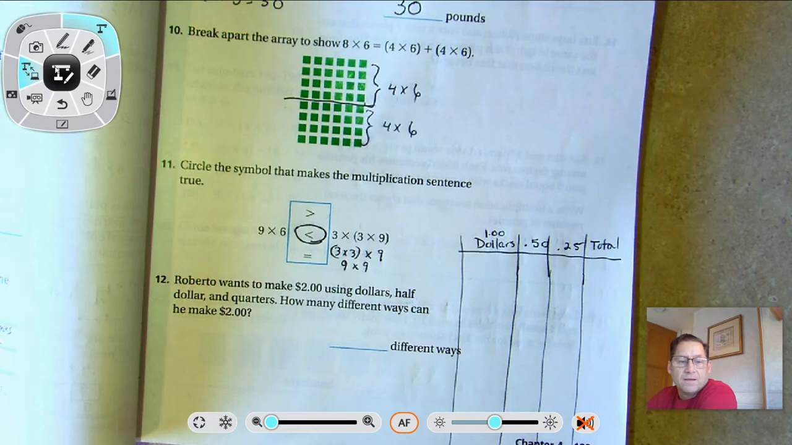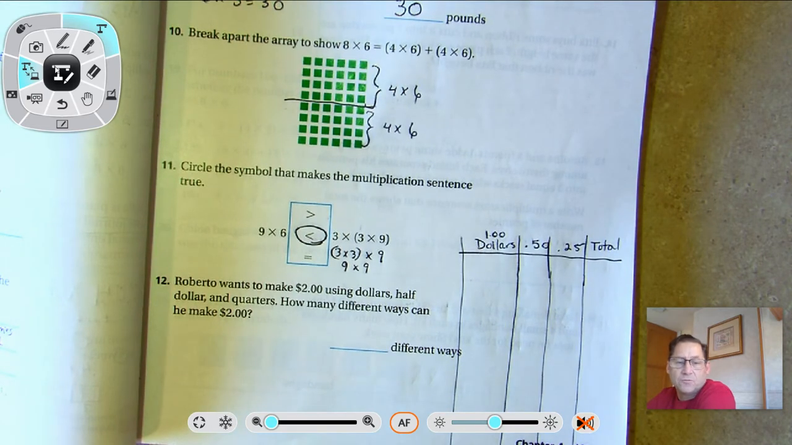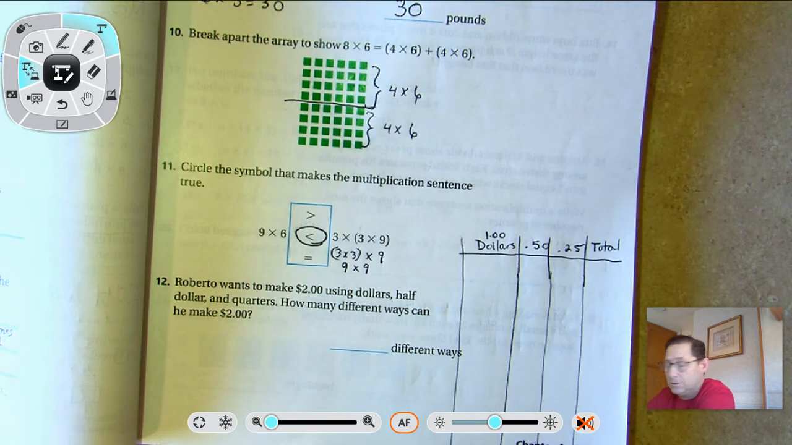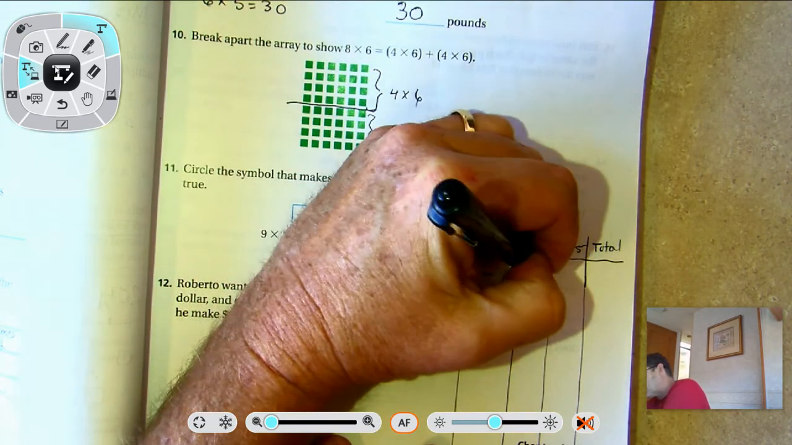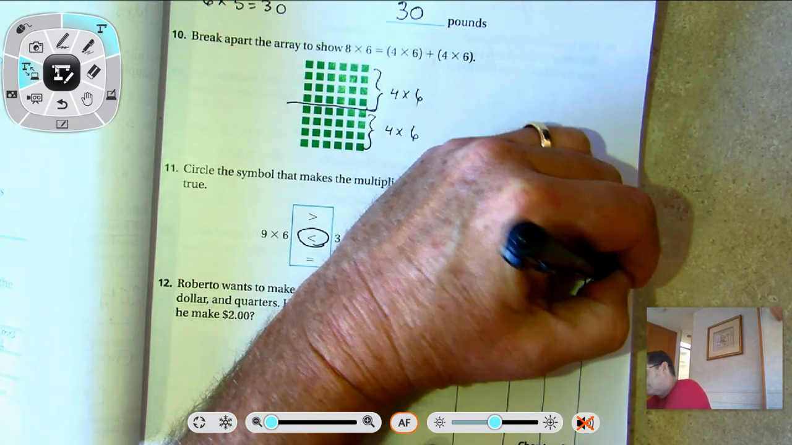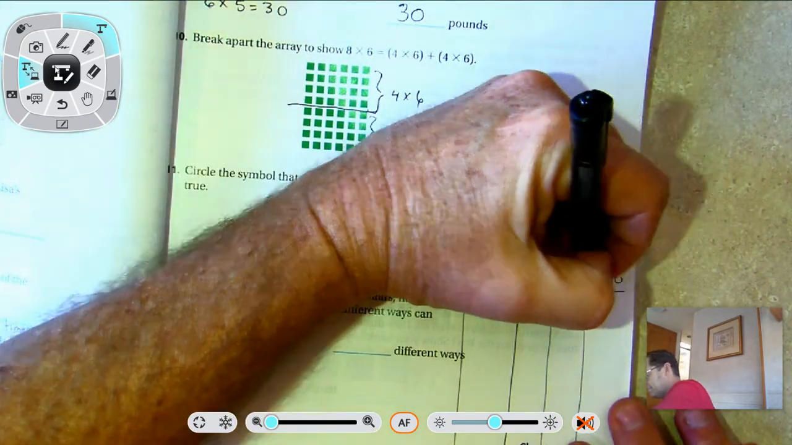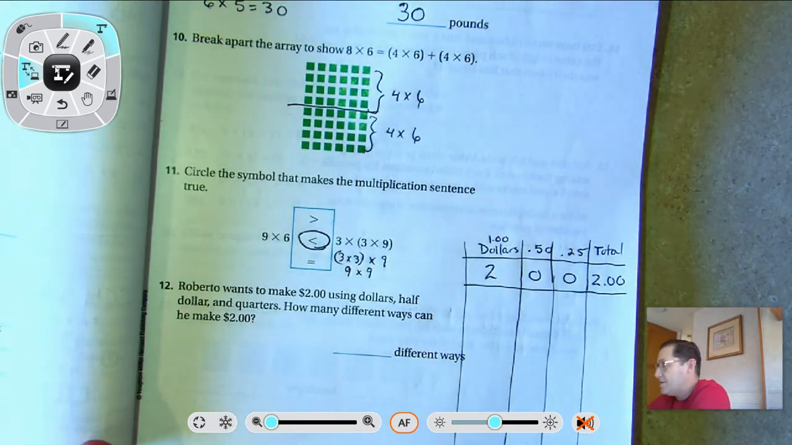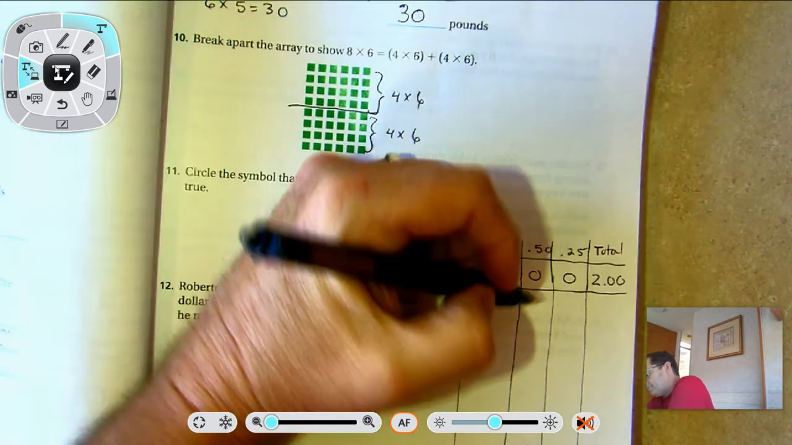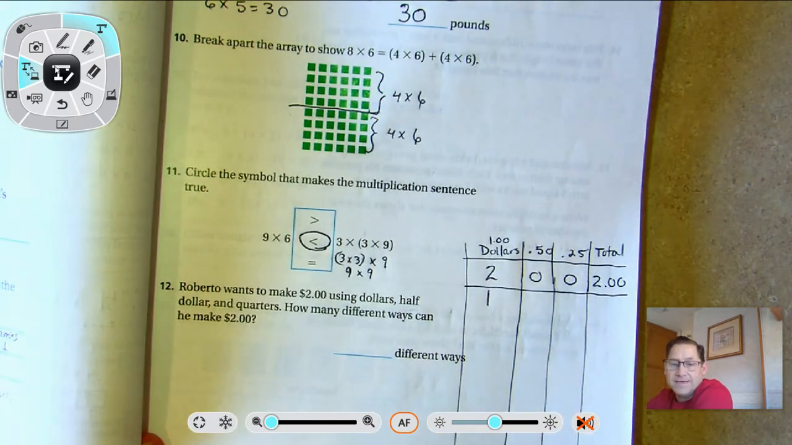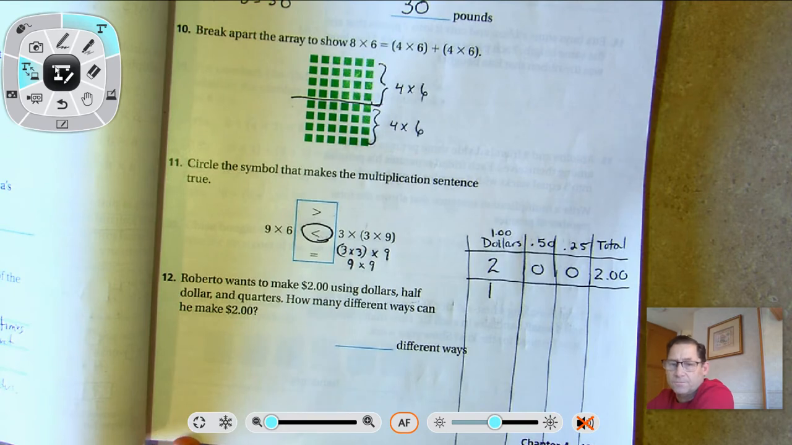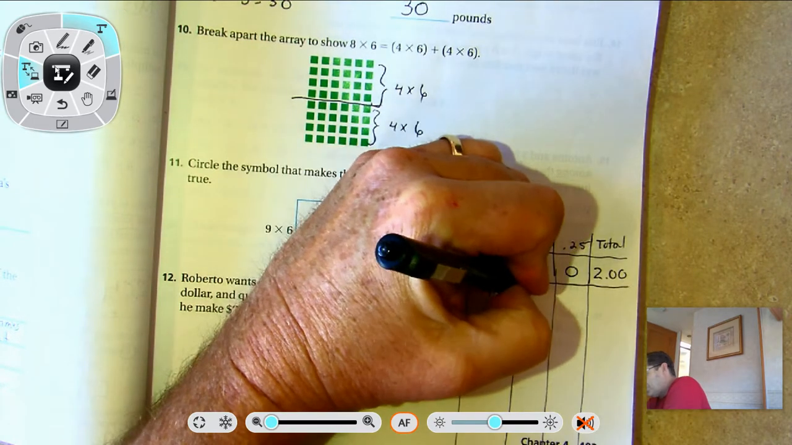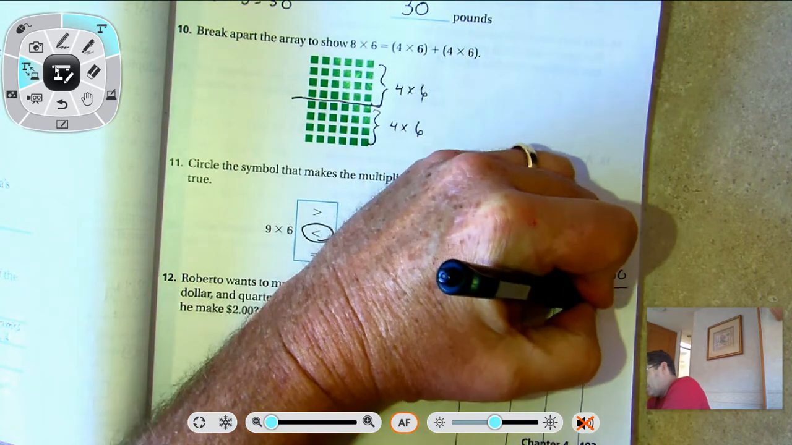All right. Roberto wants to make $2 using dollars, half dollars, and quarters. How many different ways can he make $2? Well, he could have $2. Okay, that's one way. He could have $1, right? And then he would need another dollar either with quarters or 50-cent pieces. So if we had two 50-cent pieces, that would be $2.